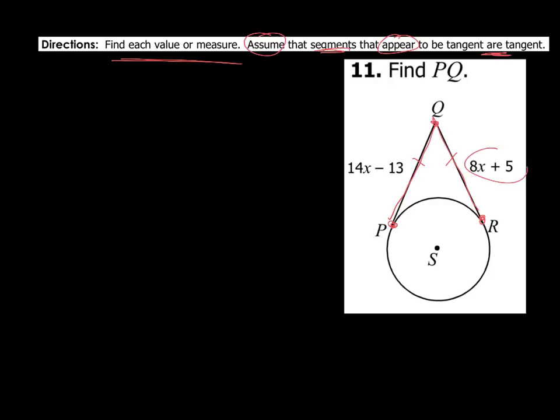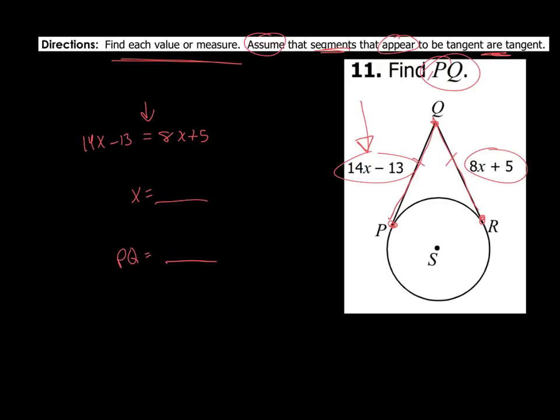So what can I say about the two algebraic components? 14x minus 13 must be equal to 8x plus 5 because they're congruent. If they're congruent, I set the terms equal, and then I can solve for x. Once I solve for the value of x, I can find PQ by substituting x in, and I'll get that PQ is equal to some length, and you can finish that on your own. Number 10 is very similar, only all you have to do is just solve for x. You don't need to find the length of a side.